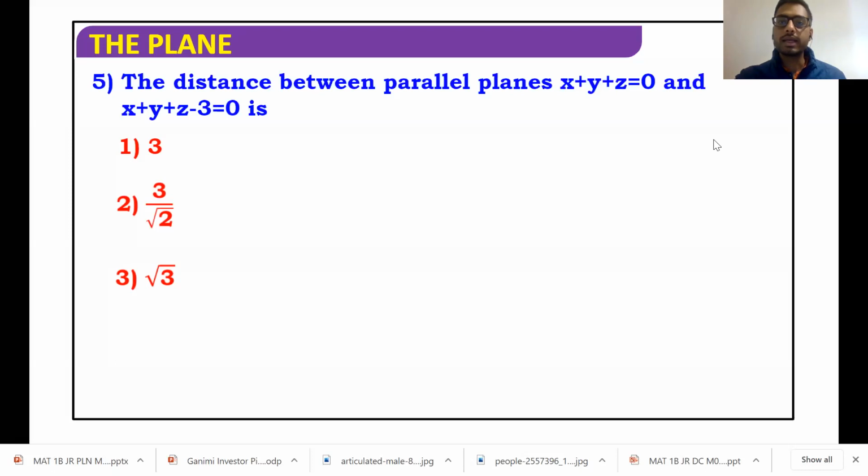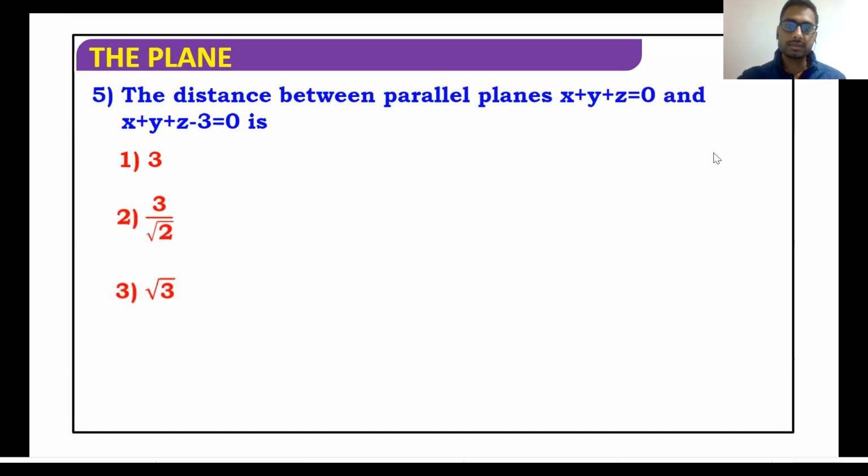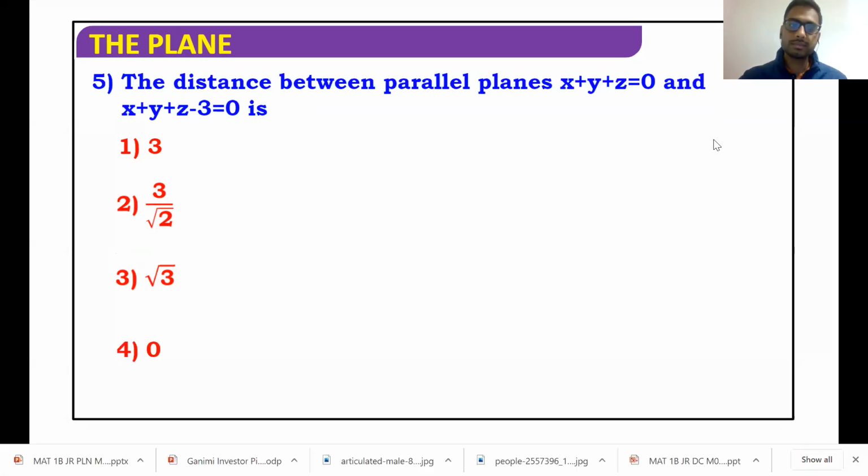Distance between parallel planes, this and this is equal to question mark. Okay, we have already seen formula for this as well. So again, I want you to type in the answers, A, B, C or D option. You have 30 seconds, fast.